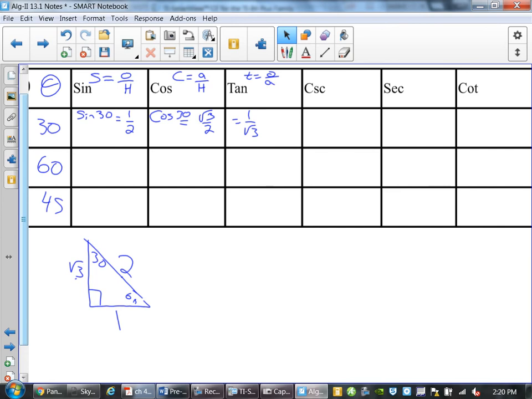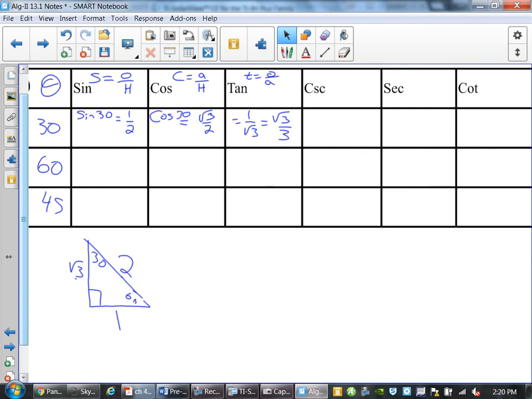But we don't leave it like that. How do you rewrite it? What is it? Someone said it. Root 3 over 3. Good. It's root 3 over 3. You rationalize. Multiply top and bottom by the root 3. That's where you get your root 3 over 3.